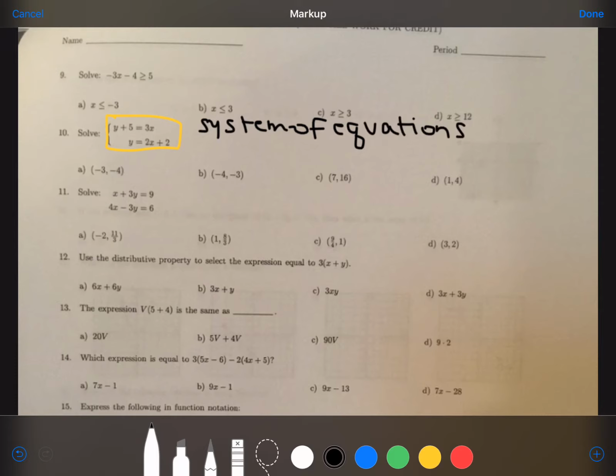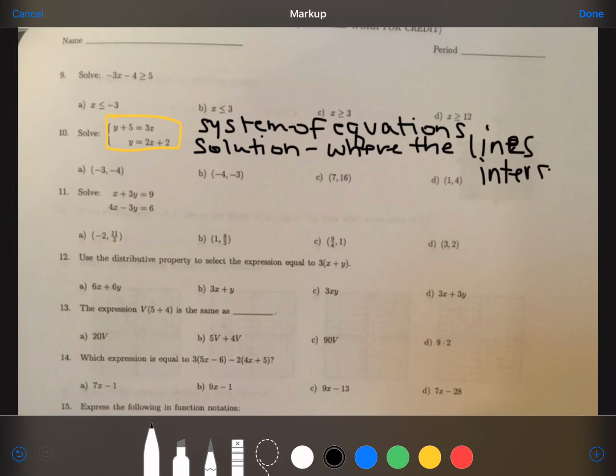And anytime we're given a system of equations, most of the time actually, we're going to be looking for the solution. The solution is where the lines intersect. Your solution is where the lines intersect or cross. I usually say cross, but I don't want you to write cross. Use some actual math vocabulary. It's where the lines intersect. System of equations, and we're looking for the solution. I know that looks rough. Just bear with me, please.